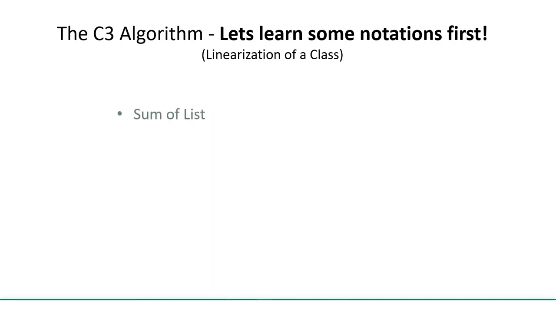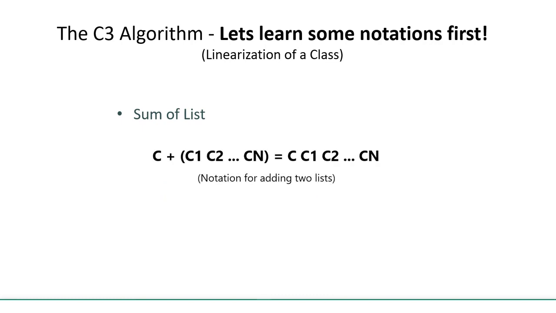Another notation that we will be using in the algorithm is sum of list. Let's say we have class C, which needs to be added with list of classes C1 to Cn. We are going to denote it by having class C followed by list of classes C1 to Cn.